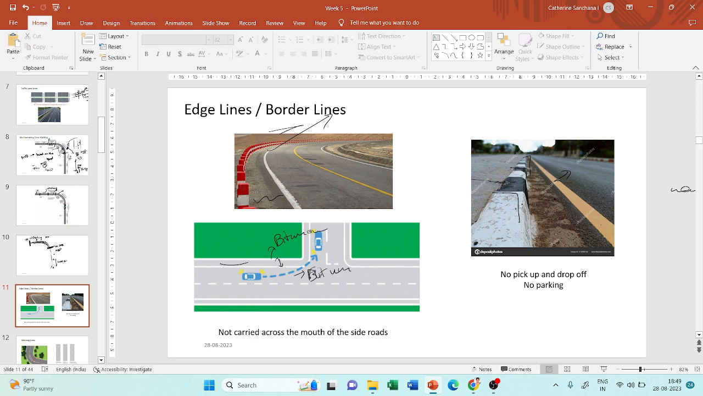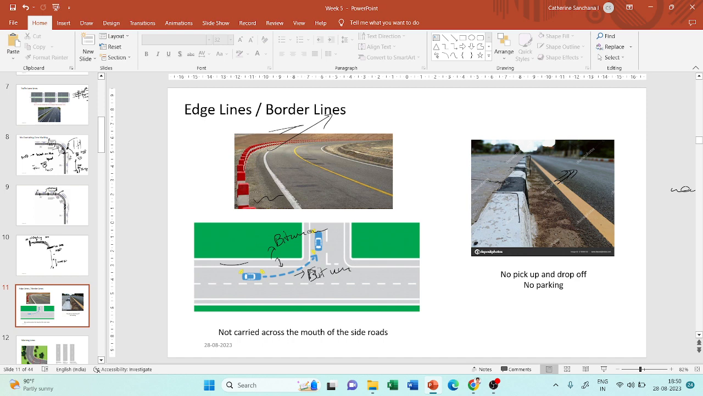When you have yellow lines at the edge, even for picking and dropping, even for a fraction of 5 minutes, you should not stop your vehicle. That is why they give yellow lines. But you should know that edge lines are always continuous lines, because obviously you should not go beyond the carriageway. If you have a yellow edge line, it means that you should not even stop your vehicle for picking or dropping off or parking.